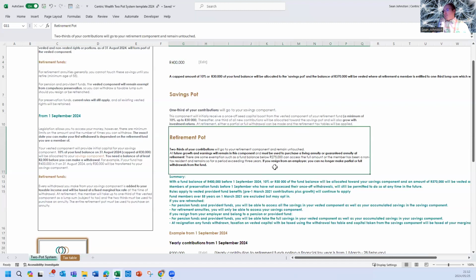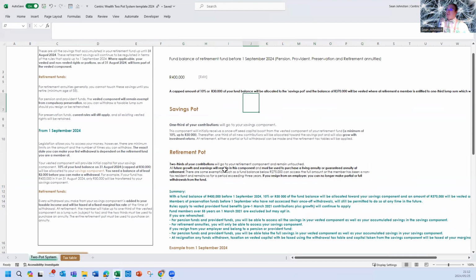If you resign from your employer, you can no longer make partial or full withdrawals. So in other words, you cannot put this money into preservation. Why? Because this was accessible prior to resigning, and this you cannot touch at all, unless, obviously, as I mentioned, below 275, or if you essentially leave the country and are no longer a tax resident for the preceding 3 years. So that's also important to note.